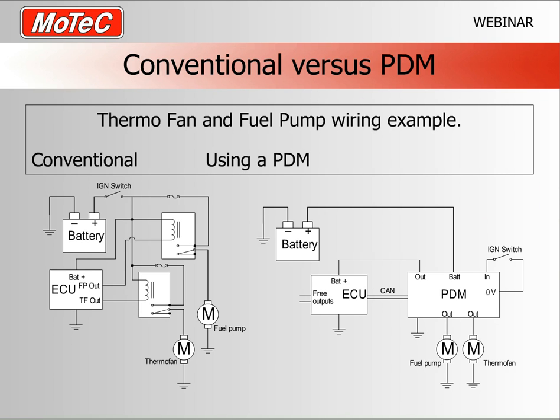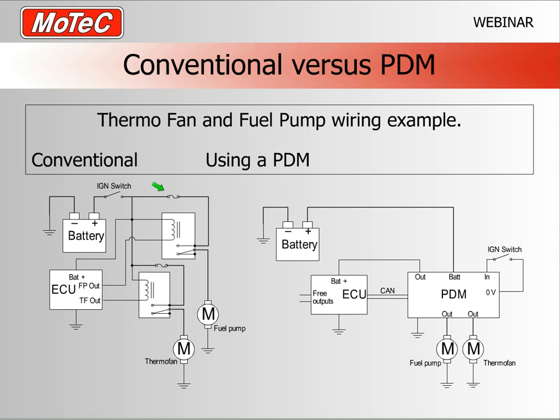Now we're just going to take a quick look at how you might see a normal wiring application versus what a PDM is going to offer you. Now this is of course a very simple diagram. What we have on the left is how we would conventionally wire a few simple devices such as a fuel pump and a thermofan, and we would normally have an ECU that has individual output control for each of these devices, and then that goes via a relay and perhaps via a fuse for each of the individual devices.